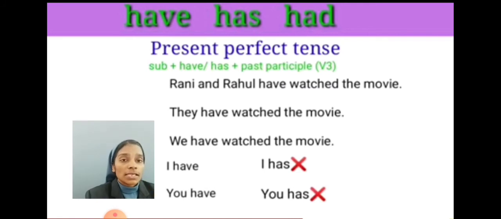Here the subject is plural. We have watched that movie. Once again I repeat, I and you are the rare case only. Even though they are singular, they agree with have only. It is a rule.